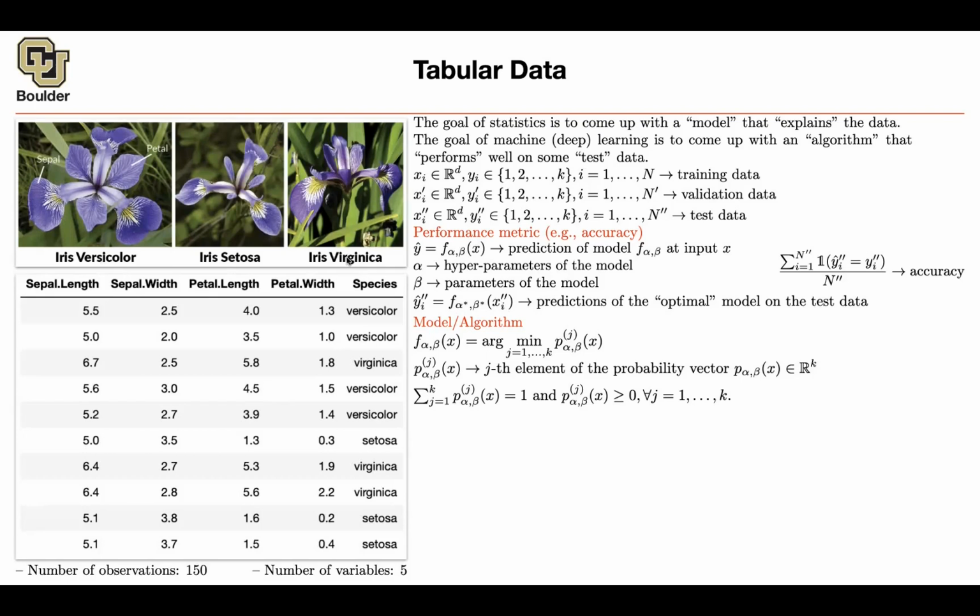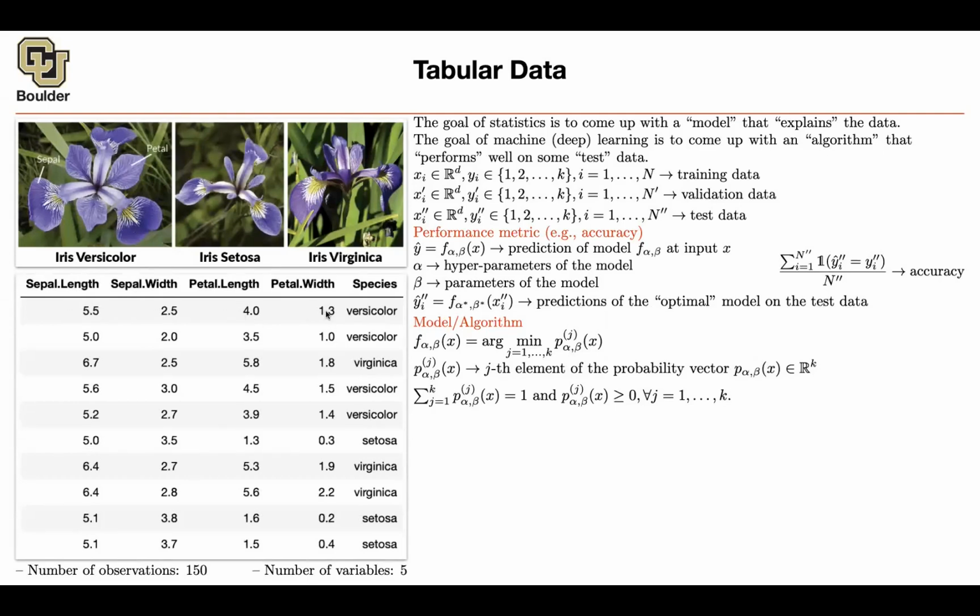K is going to be 3, N could be 100, N prime could be 20, and N double prime could be 30. So you're just dividing your data that way. What is D in this case? So 4. Yes, D is going to be 4. These are your variables: sepal length, sepal width, petal length, petal width. So D is 4.